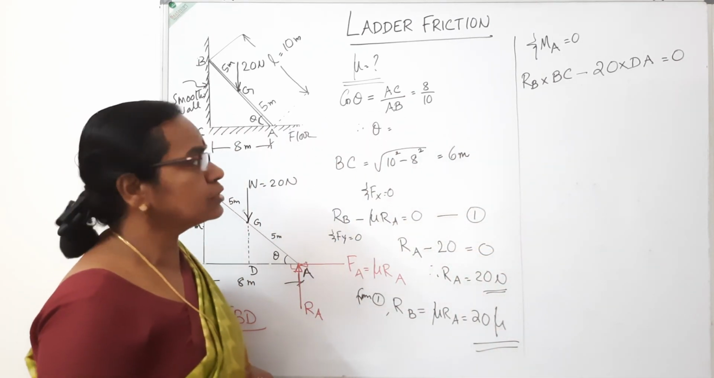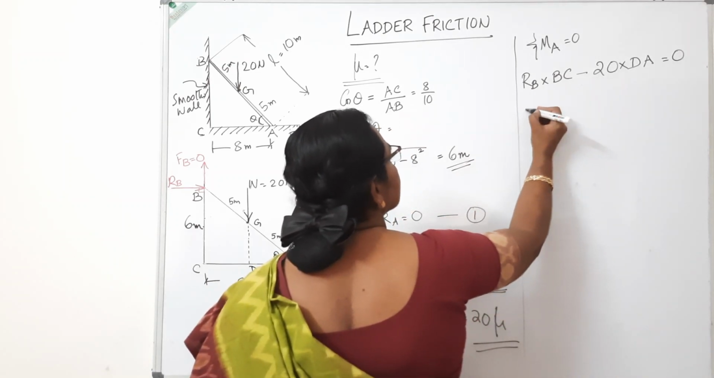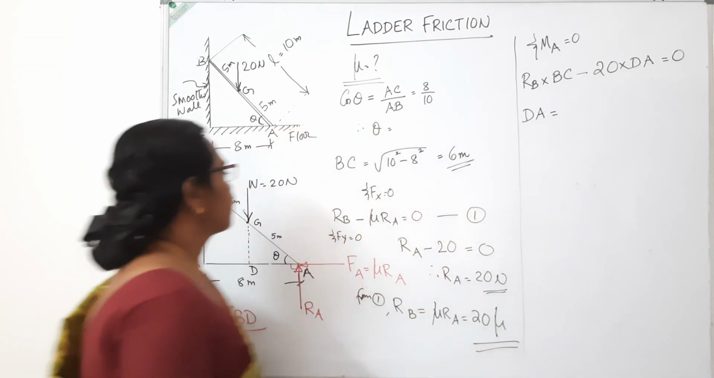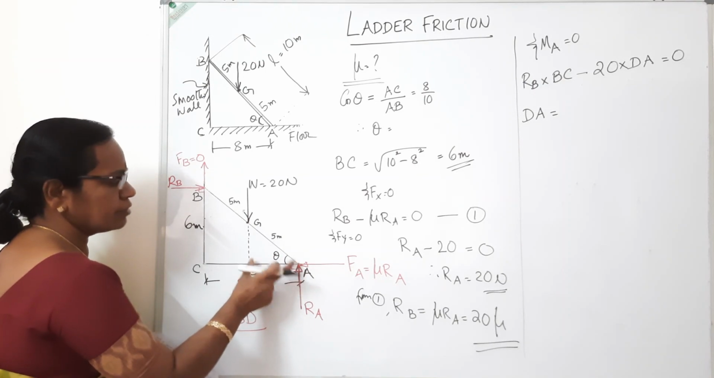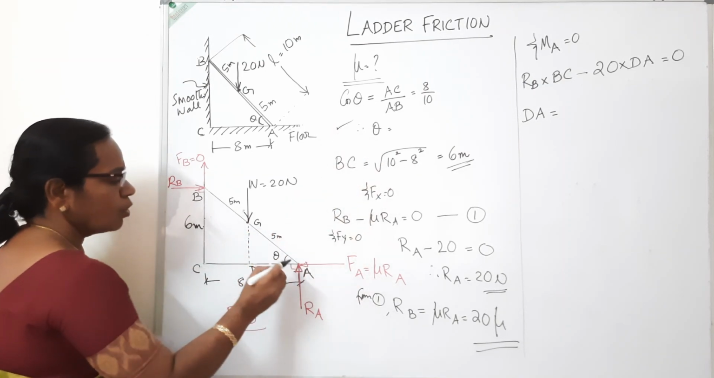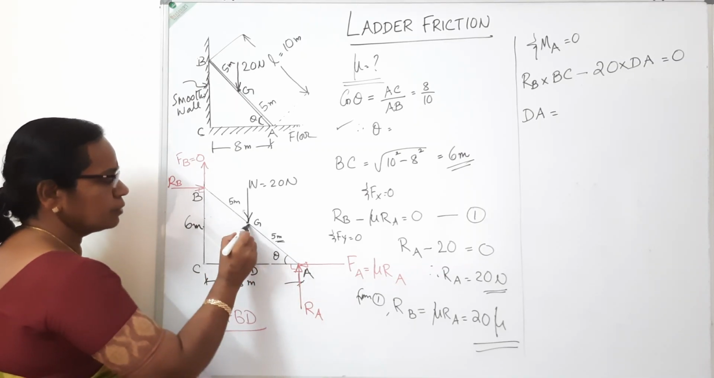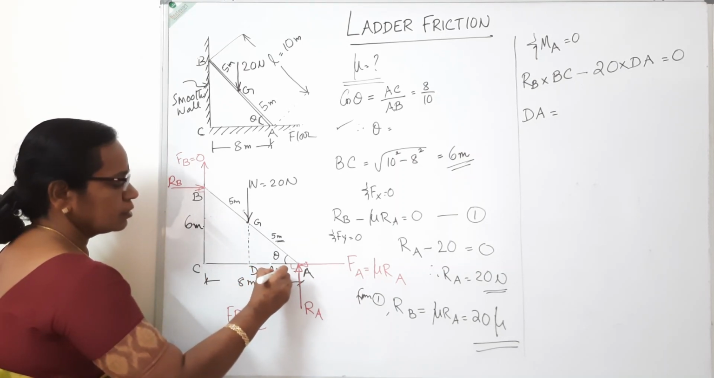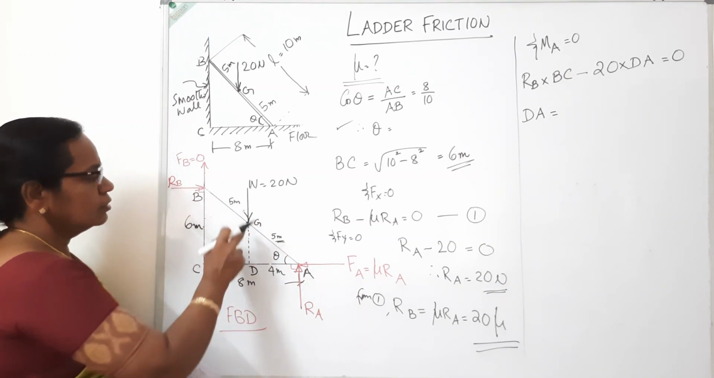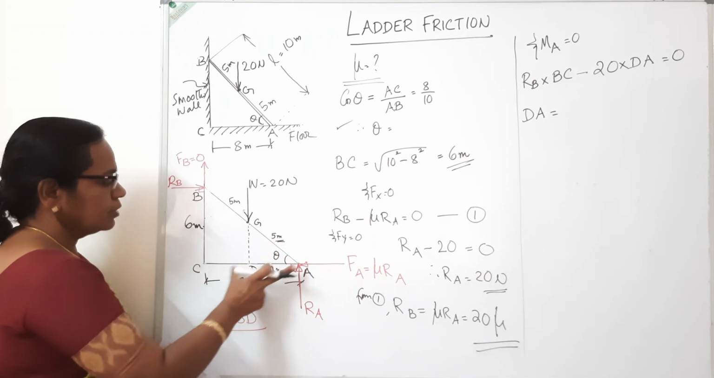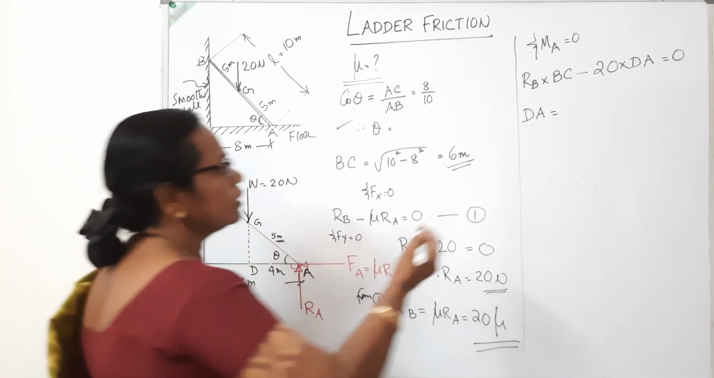Let us substitute the values. What is BC? BC is 6 meter. What about DA? How to find the DA? Look into this small triangle. Using theta, we can write DA is equal to 5 cos theta. This is 5 meter. This is totally 8. This is the midpoint. So DA will be 4 meter, because from the principle of similar triangles, this is 10, this is 8, the perpendicular bisector from here will be at 4 meters. So DA is 4 meter.